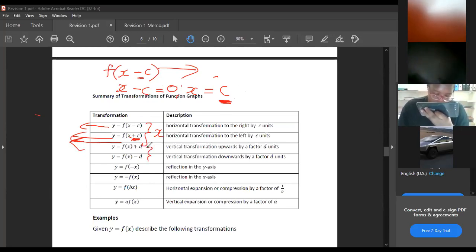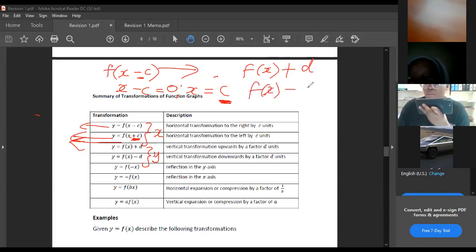Then this one, when it's outside, when you're saying f of x plus d, it's vertical upwards. So it affects the y. This one affects the y. So if it's f of x minus d, that means it's vertically down.